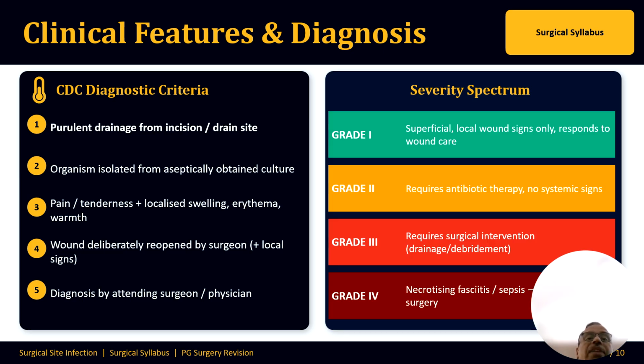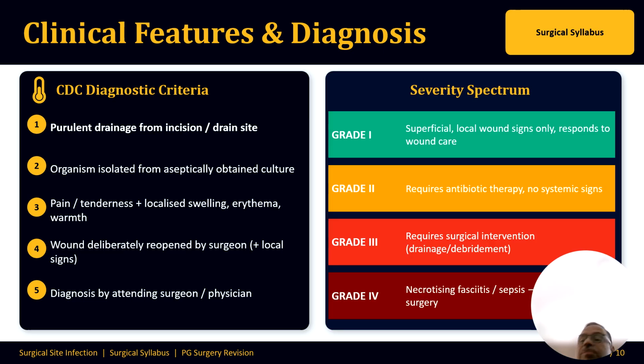Wound deliberately reopened by surgeon with local signs, and diagnosis by the attending surgeon or physician of surgical site infection. Out of these criteria, at least three or more should be present for it to be considered as surgical site infection. So these are the important criteria of surgical site infections.